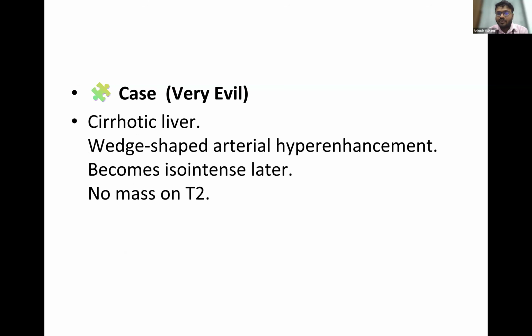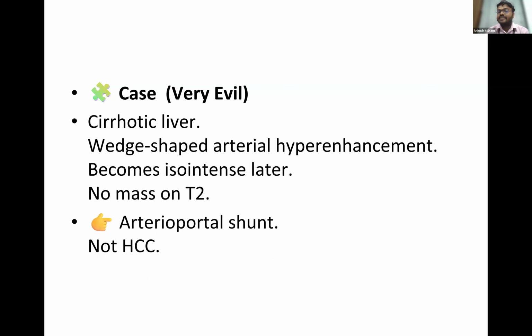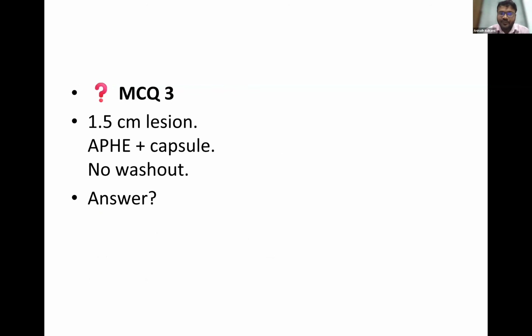Then this one, cirrhotic liver, there is a wedge-shaped arterial hyperenhancement, becomes isointense later, no mass on T2. So there is no mass. It is arterioportal shunt. Because of arterioportal shunt, sometimes you will see hyperenhancement and you will say, oh, there is a mass. But there is no mass.